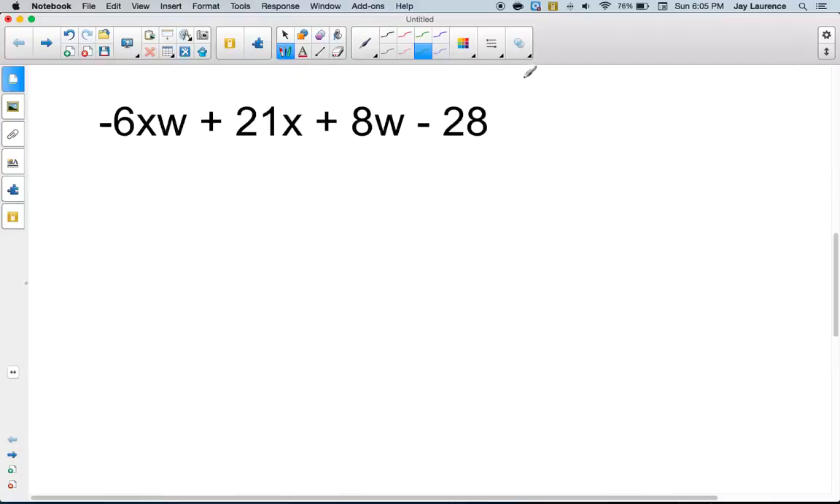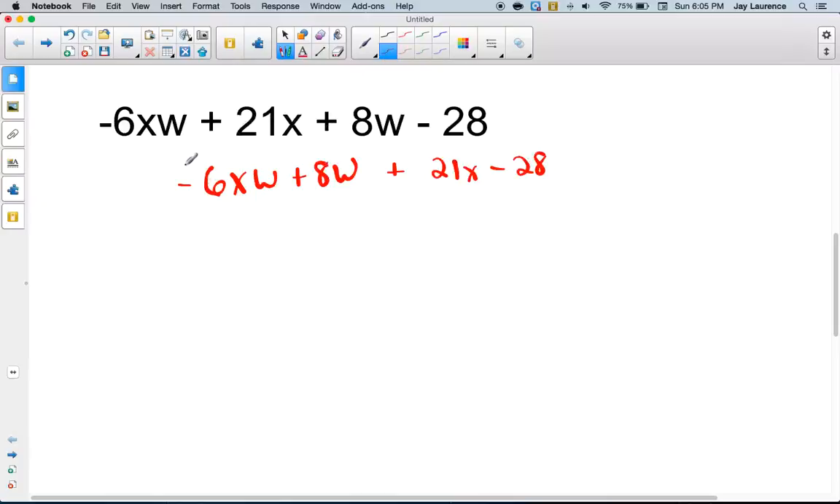All right, so if you're watching, I'm getting ready to do negative 6xw plus 21x plus 8w minus 28. And it bothers me that the negatives are going different ways. I think I'm going to go with a negative 6xw plus 8w. And then over here, I'm going to have a 21x minus 28. I know I said it bothered me that the negatives were going opposite ways, but I noticed that the 21 is less than 28, and that 6 is less than 8. So I decided to leave it like that, and I'm just going to factor out a negative when I do this.